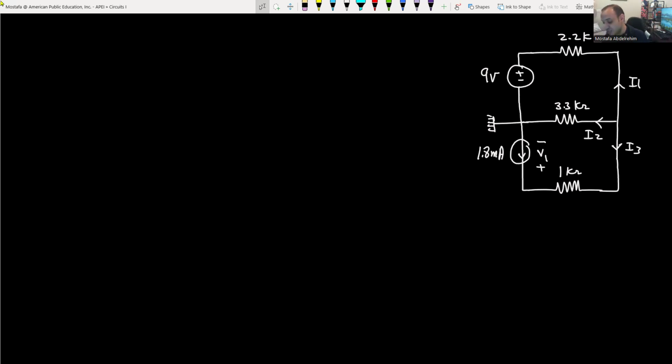We have three resistances, 2 kilo ohms, 3.3 kilo ohms, and 1 kilo ohm. Okay, we have a voltage source of 9 volts in here. And we have a current source here with 1.8 milliamperes. Okay, so one note here: once you find the currents in milliamperes and all the resistors are in kilo ohms, don't convert. Don't convert milliampere to ampere, and don't convert kilo ohm to ohm.